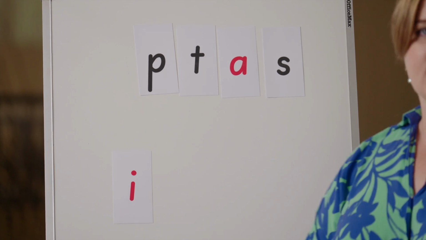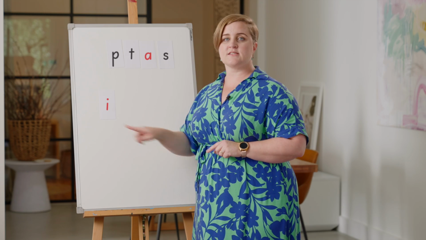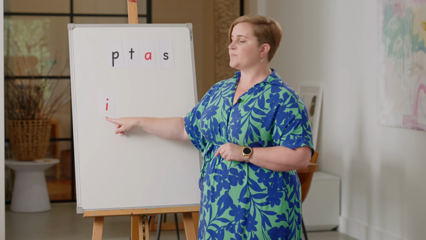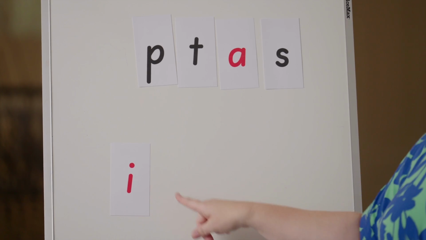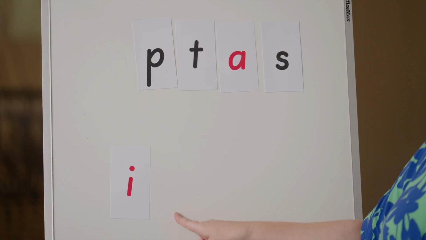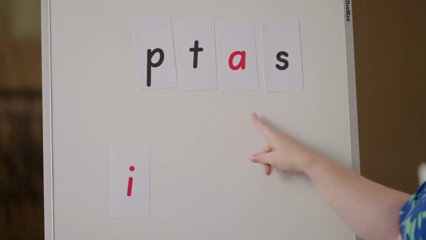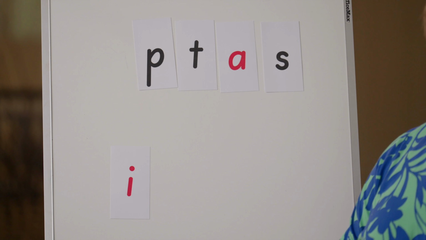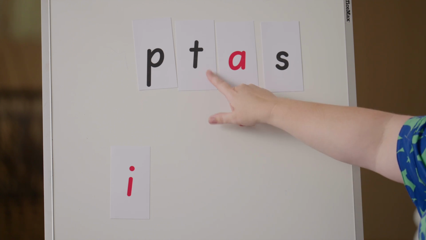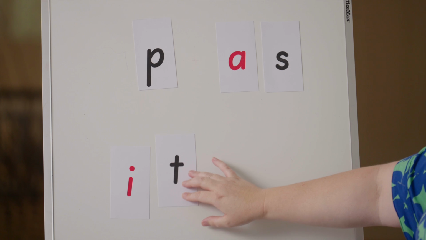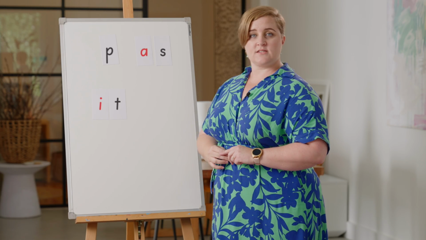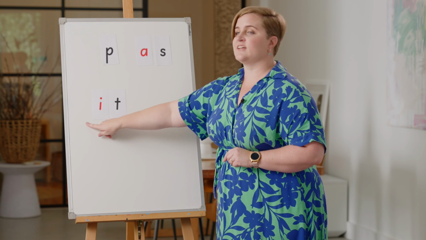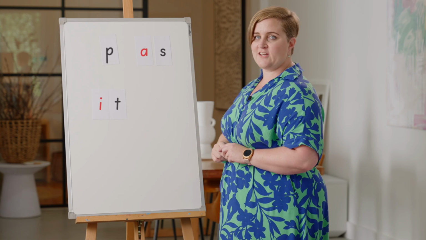So let's drag our letter tile I down and say i. What's the next phoneme in the word it? That's right, it's t. Which letter do we use to spell t? Yes, it's the letter T. Drag it down and say t. Let's read the word that we have just made. It. Great job, everyone.